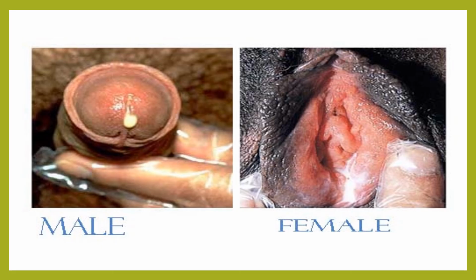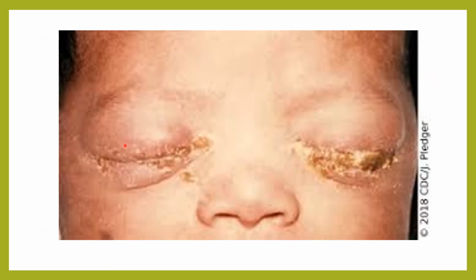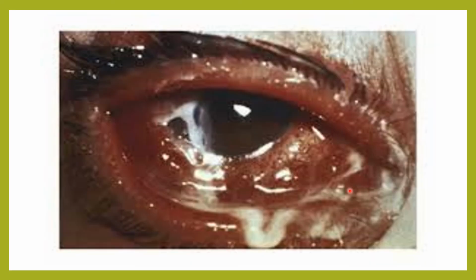Okay, so these are pictures of the urethritis of a male. There is a milky discharge in the introitus of the female. And this is a picture of a baby suffering from neonatal gonococcal conjunctivitis. And this is not a baby, this is maybe an adult that has gonococcal conjunctivitis. Imagine how that adult got it.